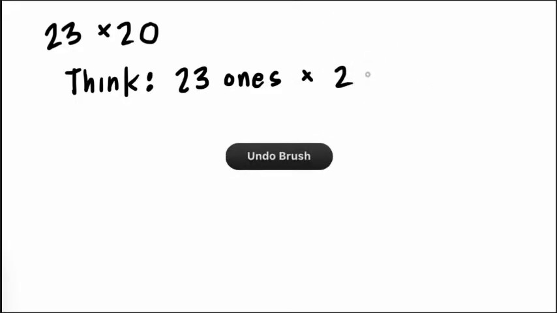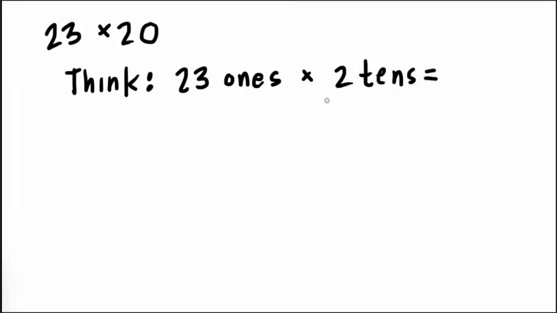The way that we want to think of this is as 23 ones times 20 tens. I'm sorry, not 20 tens, that would be 21s. It's 2 tens, right? So if we think of it like that, when we multiply, what is 2 times 23? That would be 46.